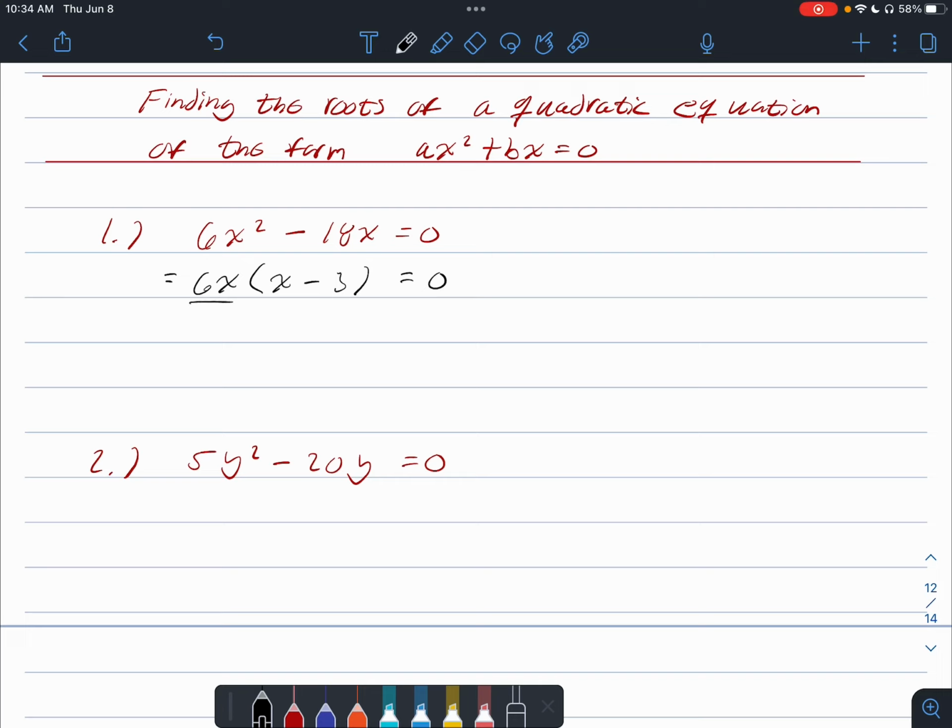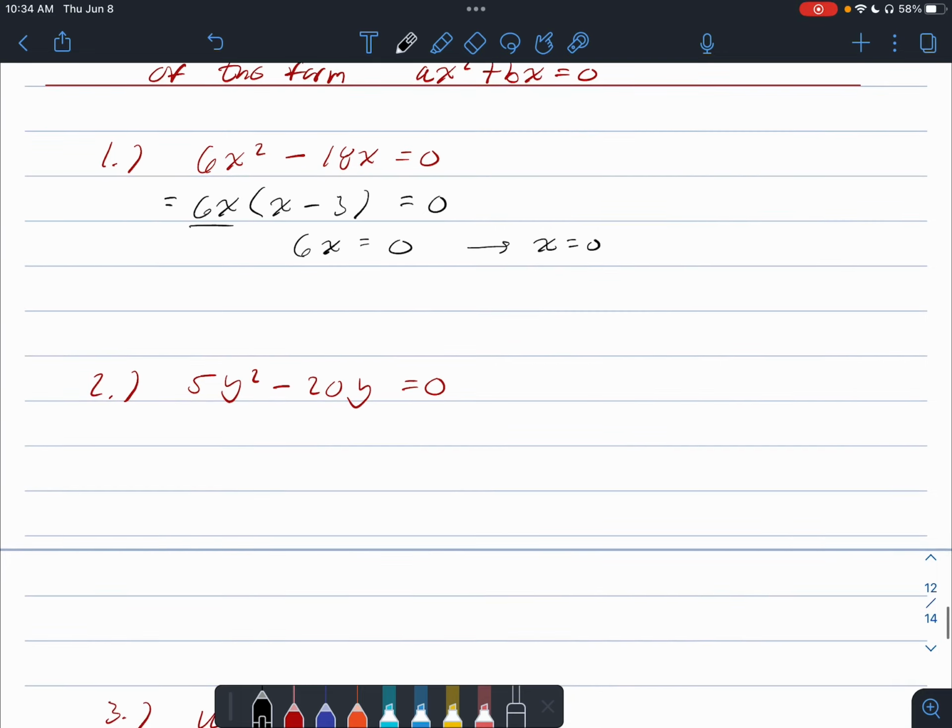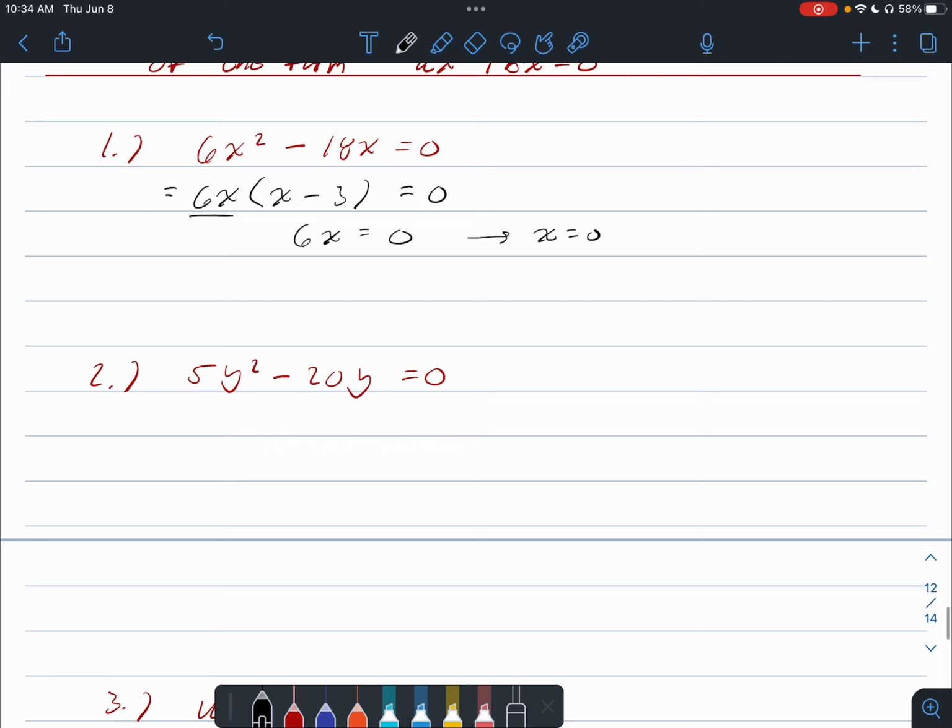So let's set the first one, 6x, equal to 0. If we say 6x equals 0, the only thing that's going to make this true is when x is equal to 0. So we know that x equals 0 is one of our solutions, okay? All right, and then we can look at the other one. We have x minus 3, so we say x minus 3 equal to 0. Here we'll just add 3 to both sides, and we'll have x is equal to positive 3. Now, if you want to check your work, you can plug x equals 0 and x equals 3 into each of these, and you will see that each of these make this equation equal to 0.